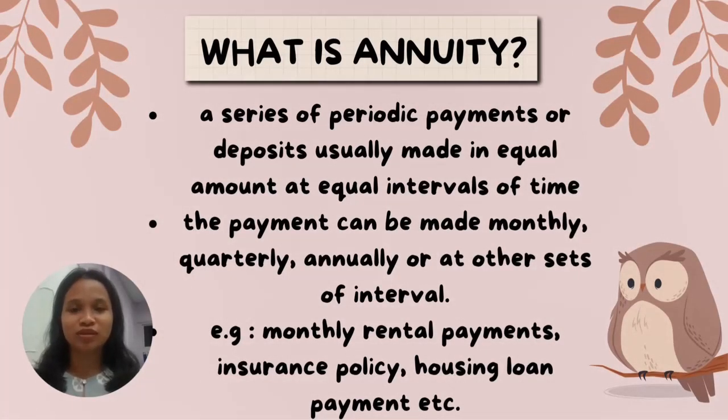So what is an annuity? An annuity is a series of periodic payments or deposits usually made in equal amounts at equal intervals of time. The payments can be made monthly, quarterly, annually, or at other sets of intervals. For example, monthly rental payments, insurance policy, housing loan.